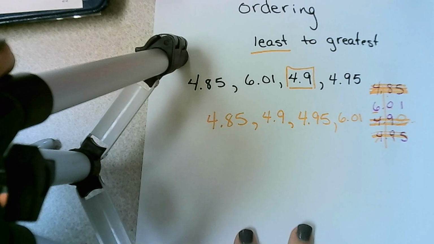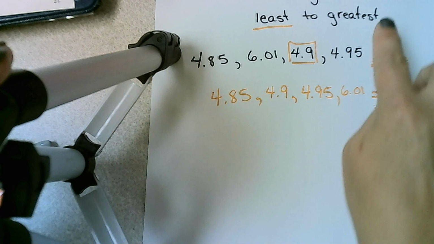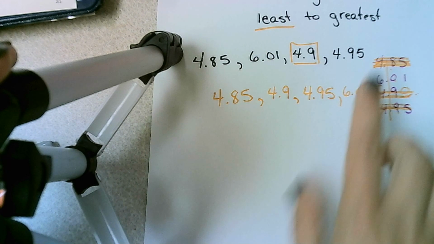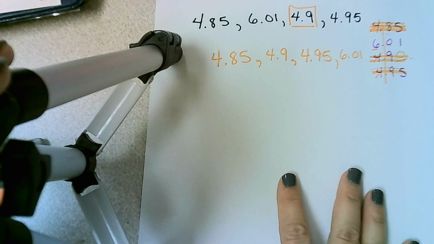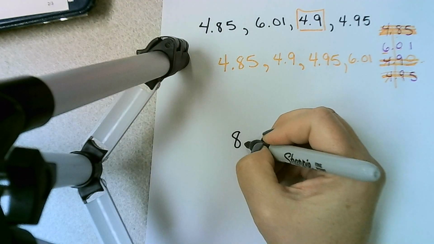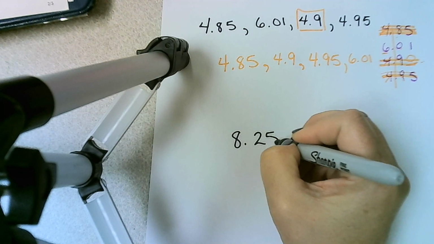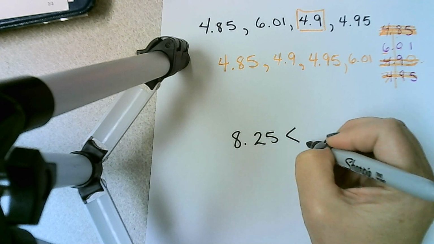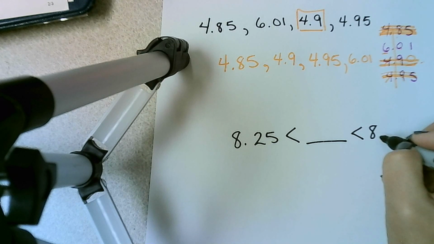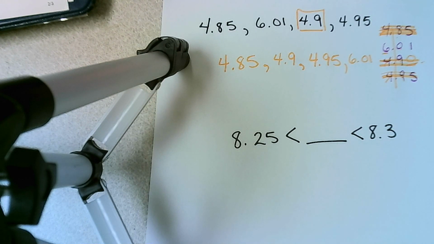Okay, one more type of problem. Now, if it would have said greatest to least, you would have had to have written it backwards. So always make sure you're following the directions. The other ordering type problem you're going to run into is something like this. And it'll say what number goes in between.